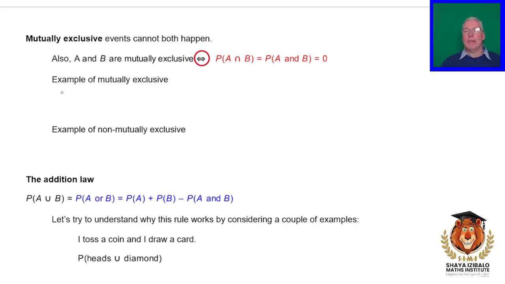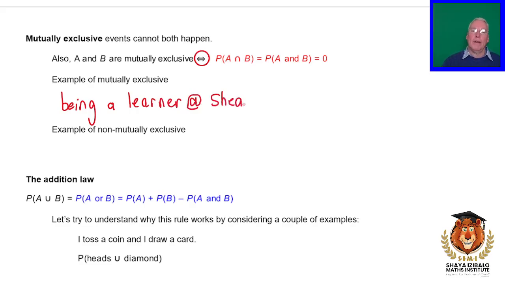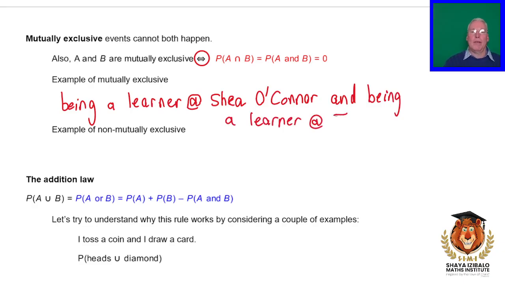So, an example of mutually exclusive: being a learner at whatever school you like, let's call it Shea O'Connor, and being a learner at, I'm going to say, Tendela. It's nice and short to write Tendela. Those things can't both happen.